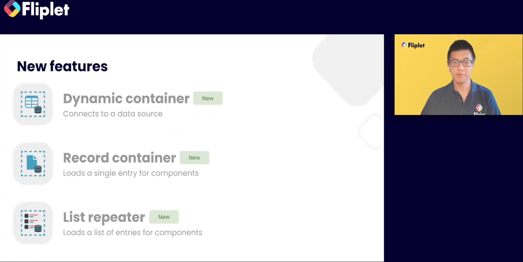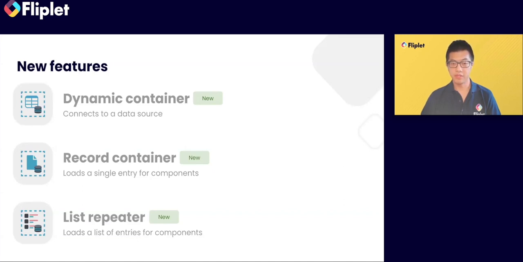We have added 3 new components that can handle data. Together, they help users control how they want to render data. Dynamic container allows users to connect to a data source. Record container allows users to load a single entry for components. And the list repeater allows users to load a list of entries for components.